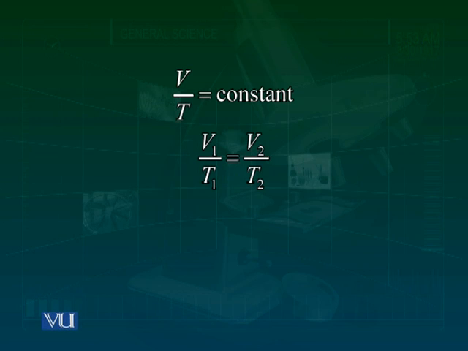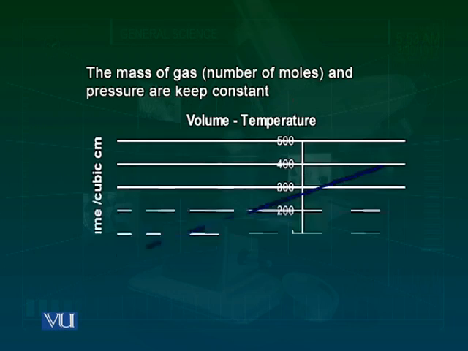That means if you know the initial volume and the initial temperature, and you know one of the two quantities, the final volume or the final temperature, we can find the other. We can find either the final volume or the final temperature.